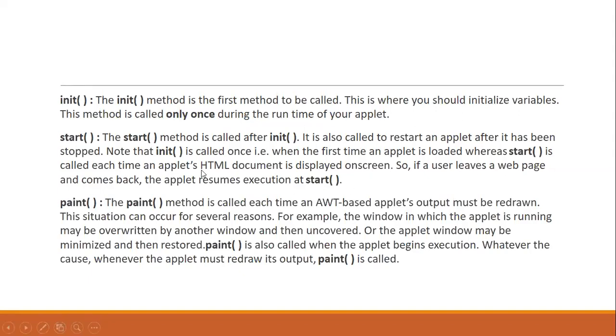So check out, init method is called only once, when the first time an applet is loaded. Whenever you execute the applet for the first time, at that time only init method is called. After that, init method will not be called. Whether you minimize it, maximize it, or go to another window, init method will not be called. But in such cases, start method will be called every time the applet's HTML document is displayed on the screen. If the user leaves a web page and comes back, the applet resumes its execution with the start method.